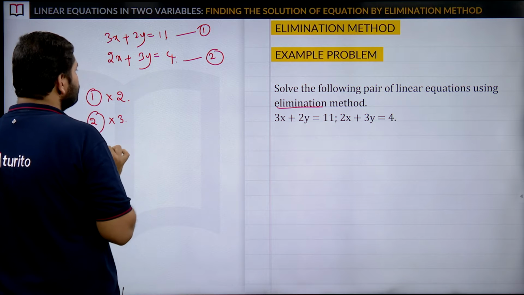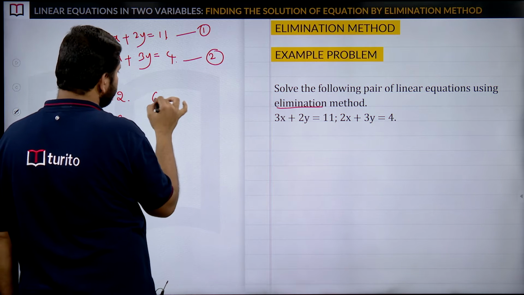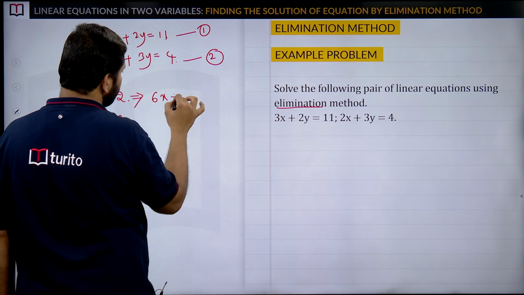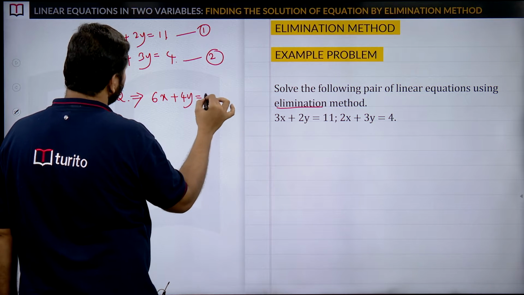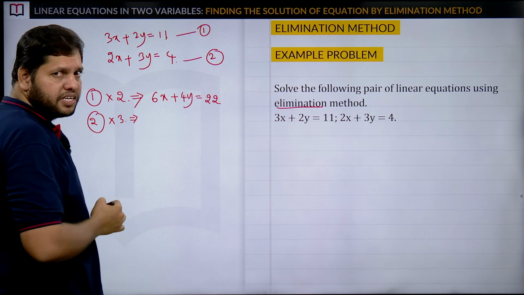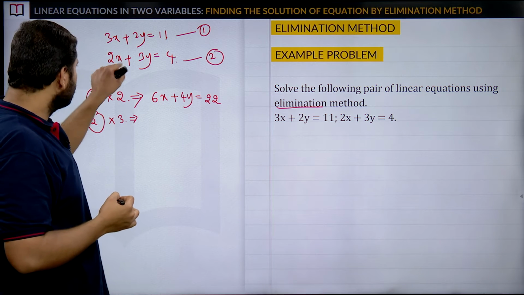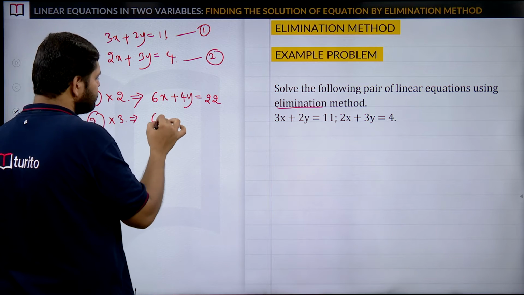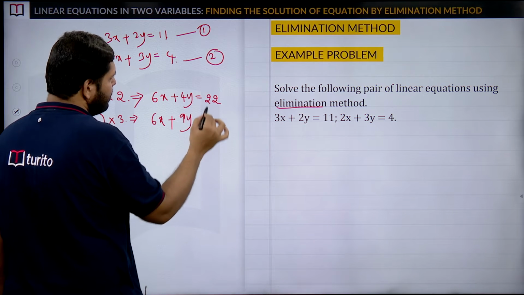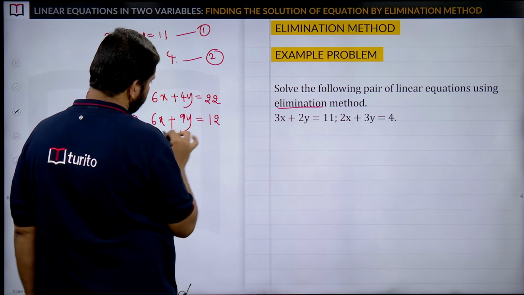So if I am multiplying with 2, children, 2 into 3, it is what? 6x. So 2 3s are 6. Again, 2 2s are what? It is 4. So 2 into 11, this is what? 22. And the second equation, children? Multiply 3 into 2, it is 6x, plus 3 3s are 9, and 3 4s are 12.